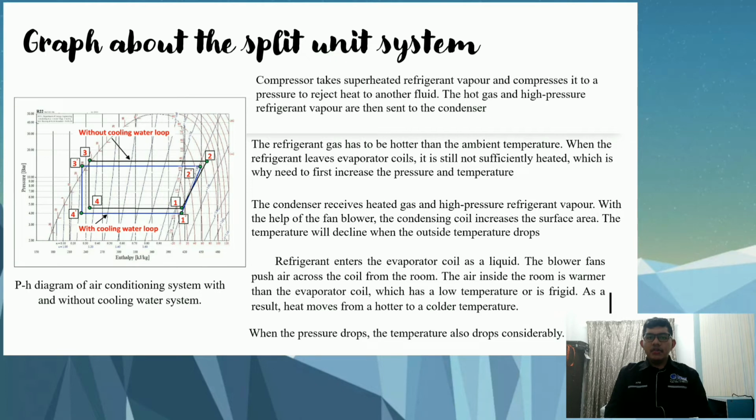Refrigerant enters the evaporator coil as a liquid. The blower fans push air across the coil from the room. The air inside the room is warmer than the evaporator coil, which has a low temperature or is frigid. As a result, heat moves from the hotter to a colder temperature. When the pressure drops, the temperature also drops considerably.